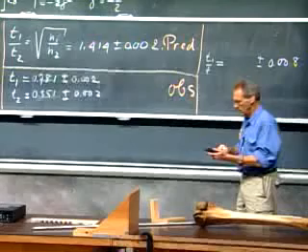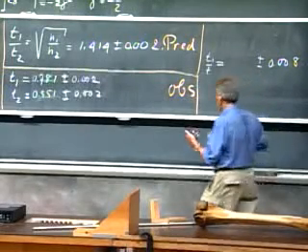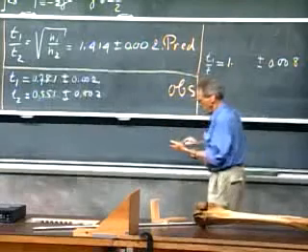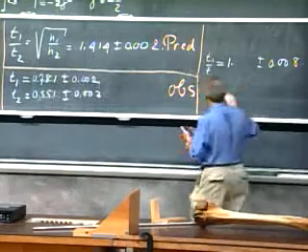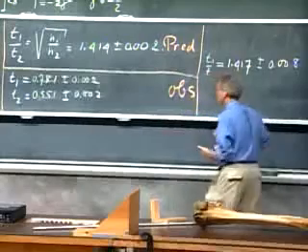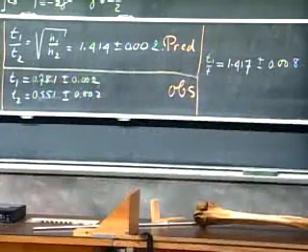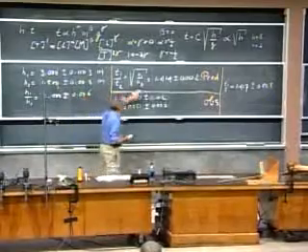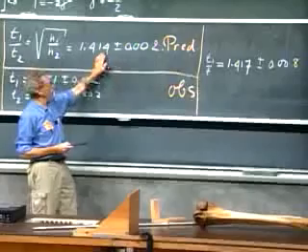781 divided by 551. 1 point, let me do that once more. 781 divided by 551. 1.417. Perfect agreement. Look, the prediction says 1.414, but it could be 1 point, could be 2 higher.